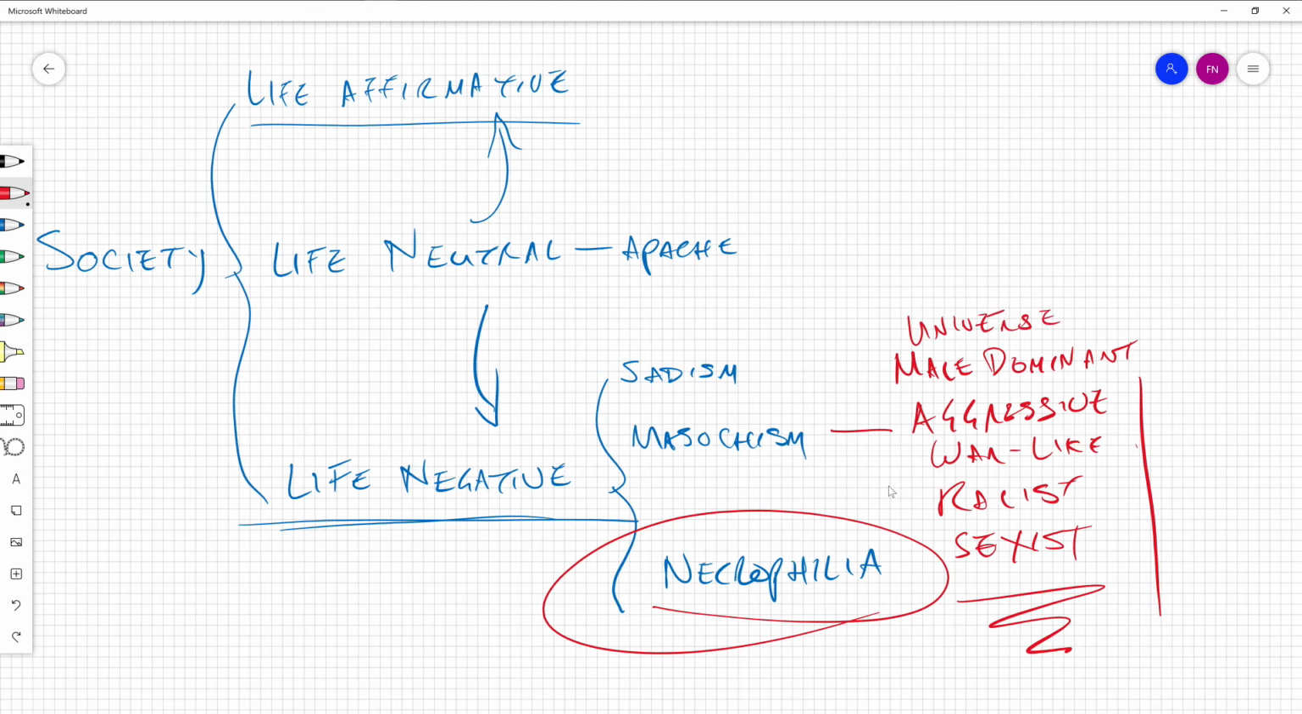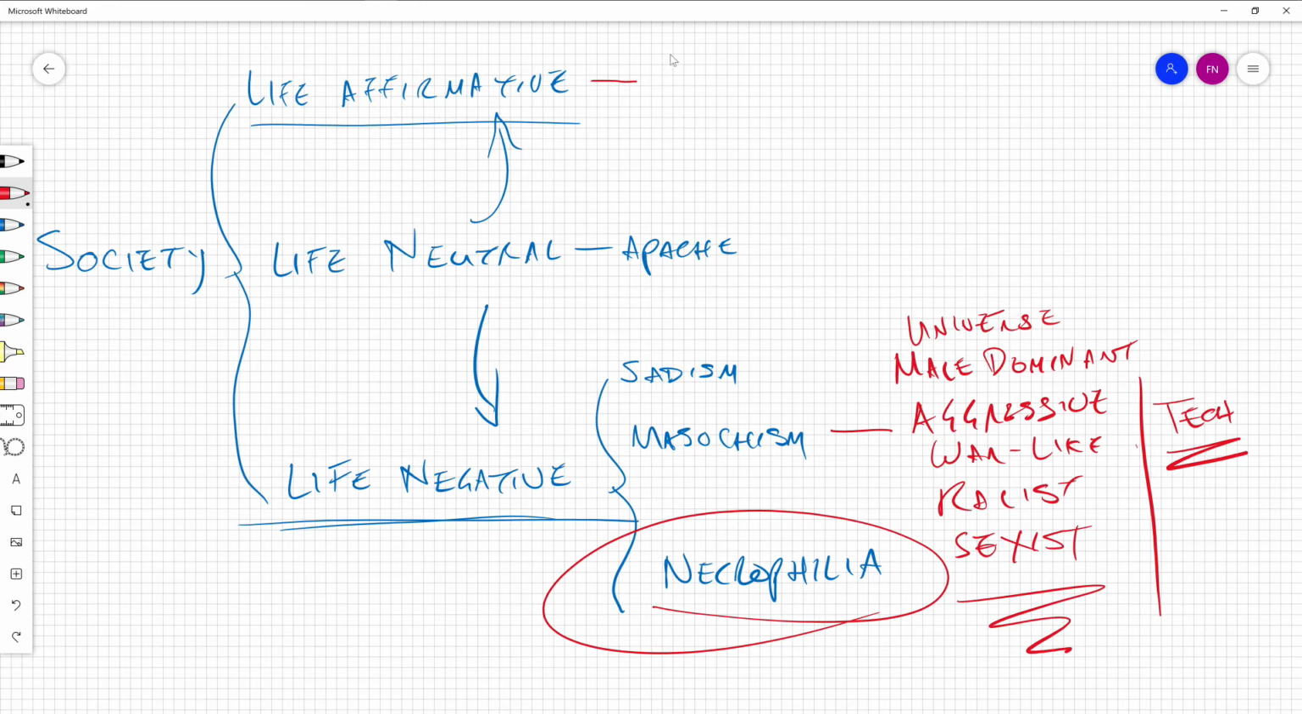In some shape or form, all life negative cultures require and extensively use technology. Technology becomes the tool for refashioning the universe in human form. As it says in Genesis, humans were given dominion over the birds of the air, the fish of the sea, and the whole of creation.